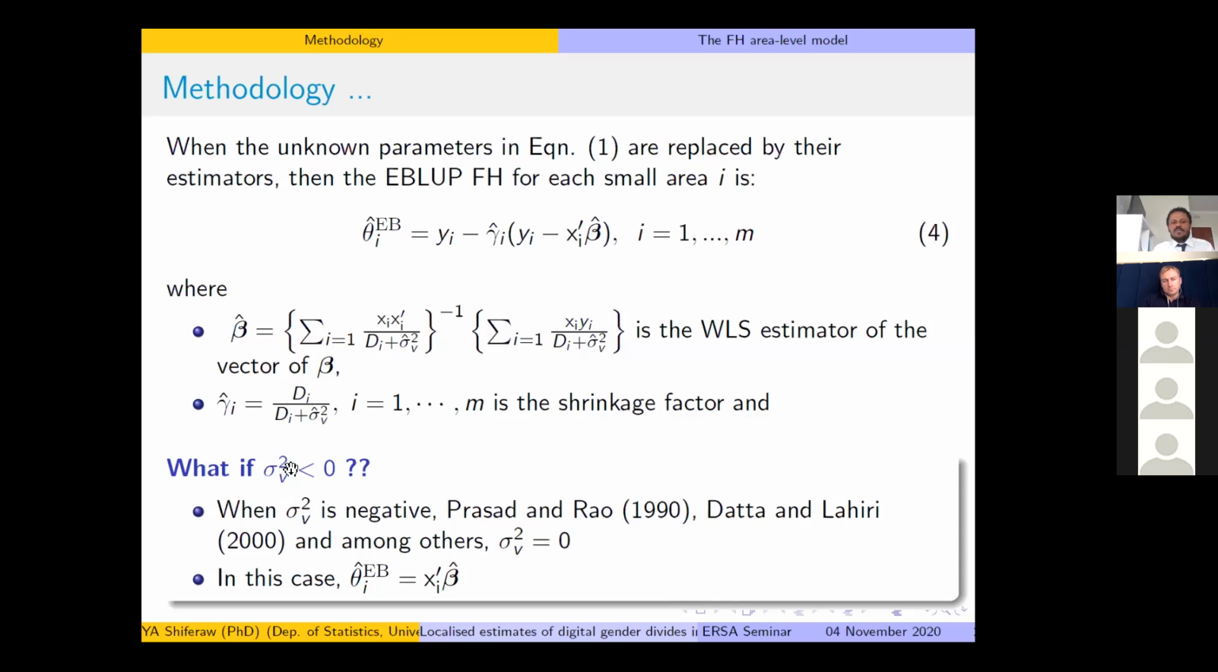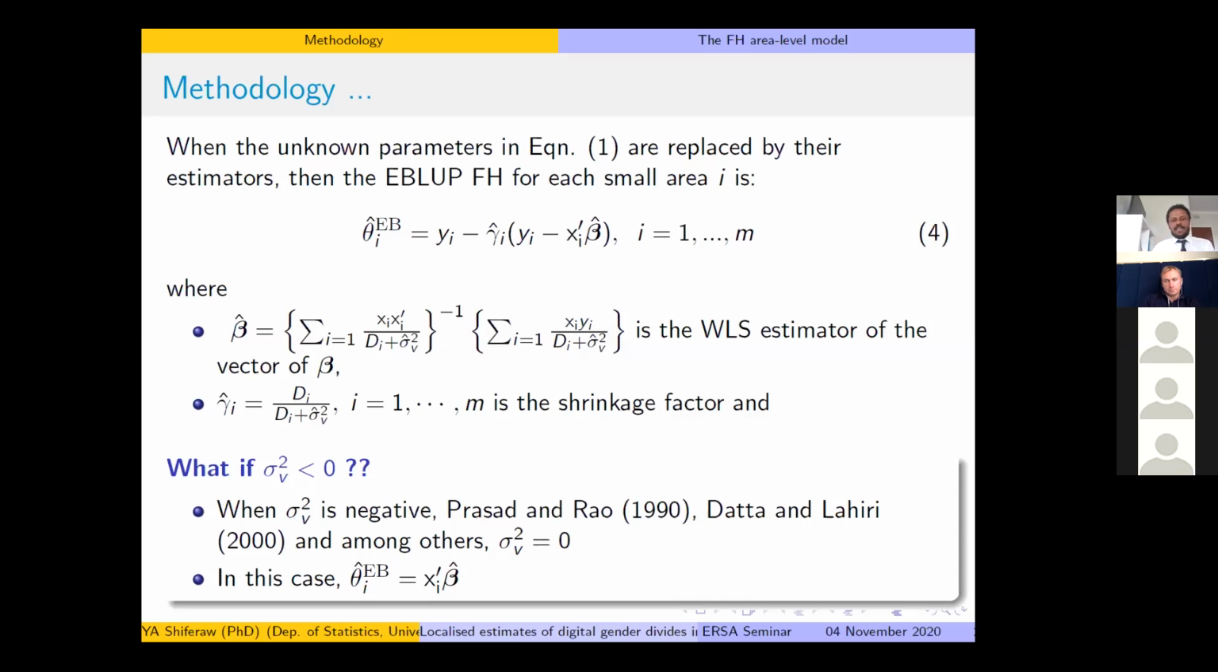Sometimes this variance of the random effect can be negative. And in that case, if sigma square v is negative, experts in the field, Prasad and Rao and other researchers, truncate it to 0. If we put the value of 0 when it is negative, there is a possibility to get a negative estimate. One reason is misspecification, and the other is that if you are working with proportions, and those proportions are approaching 0, small in nature, obviously we'll have a negative sigma square v. So if we truncate that to 0, this weight will be 1. If this weight is 1, theta i is going to be the synthetic estimator. So we're just ignoring the household survey, and we're only considering the synthetic estimator from the census.